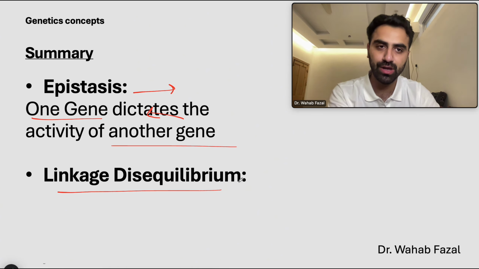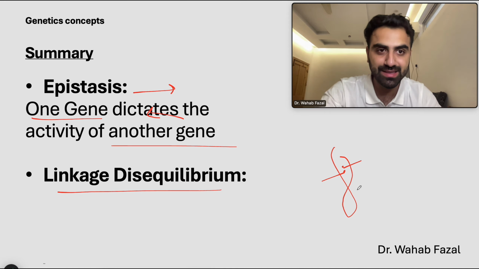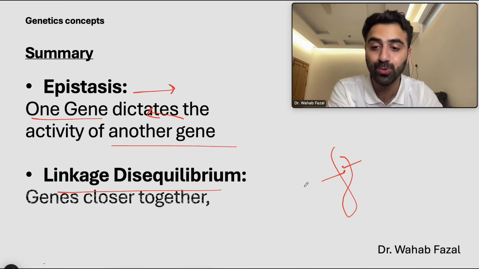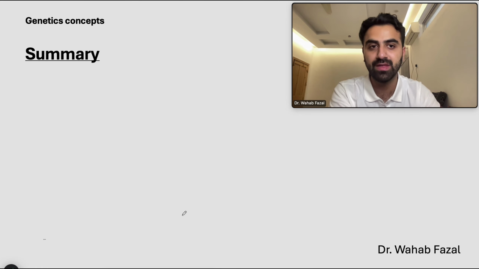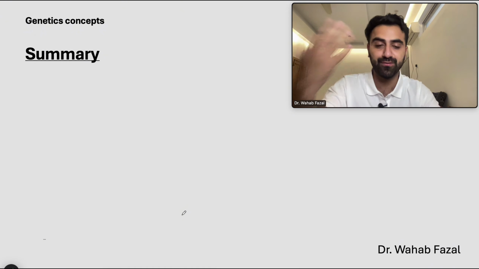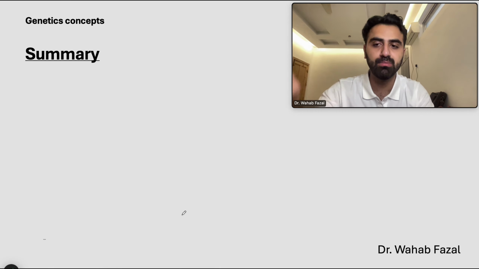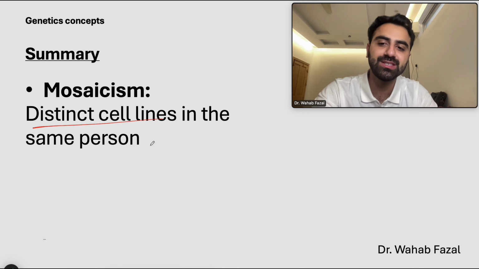For linkage disequilibrium, just because two genes might be located together, they might be neighbors of each other, that just means there is a higher probability of them existing together, and then we use that to our advantage. Genes closer together are inherited together, or linkage disequilibrium can work the other way as well. Genes far from each other are not usually inherited together, so it can work in both ways. Then mosaicism, which is distinct cell lines within the same person.